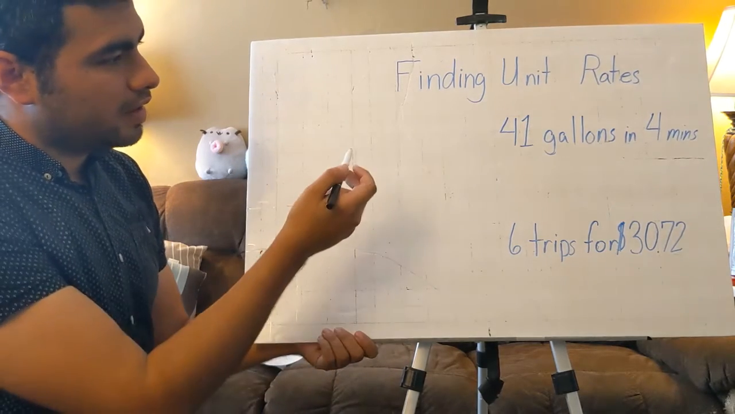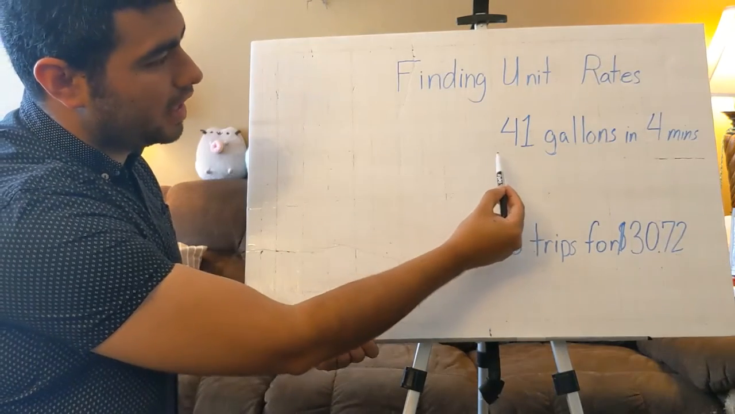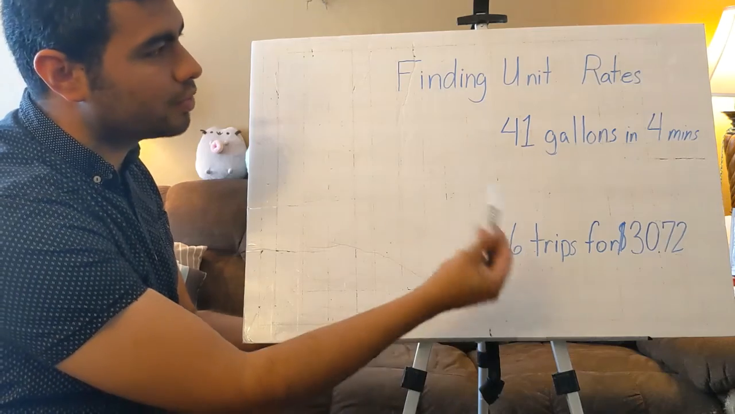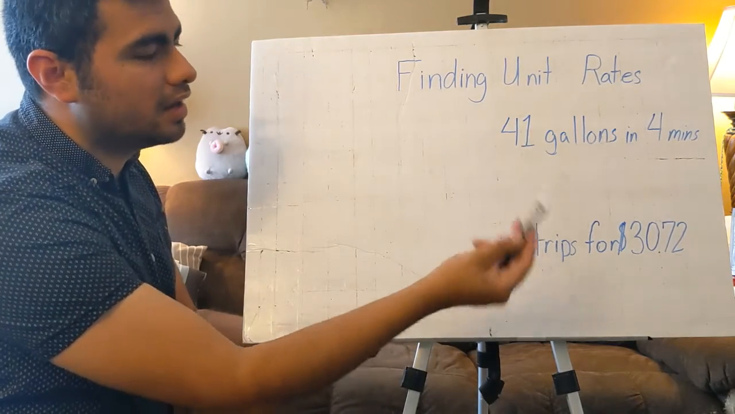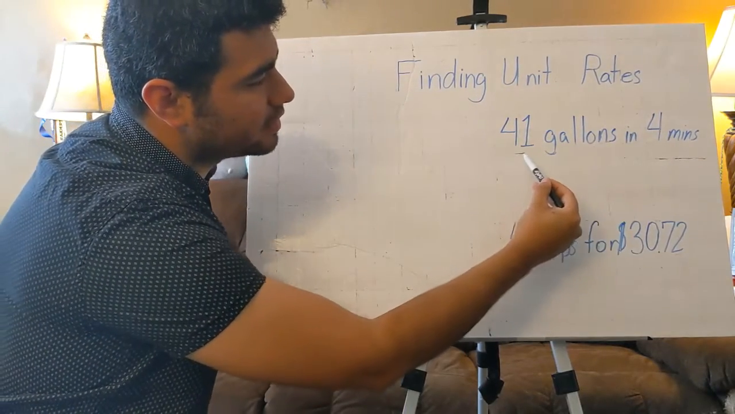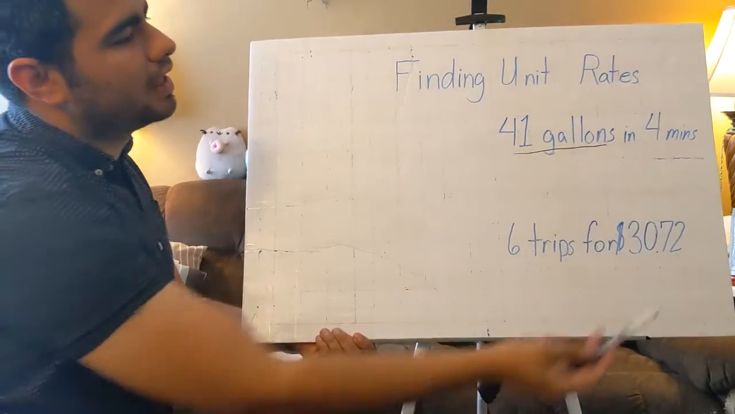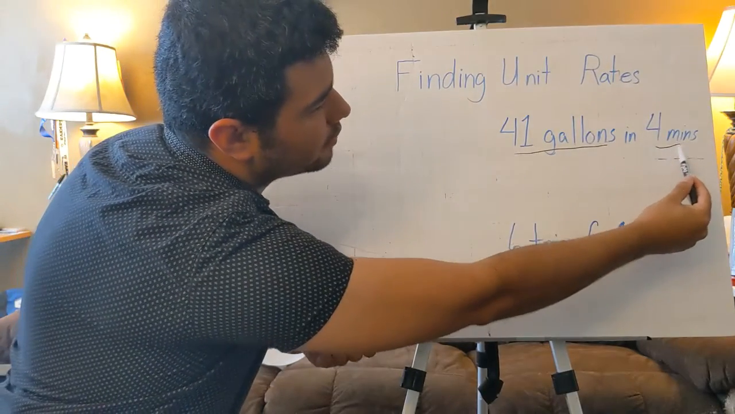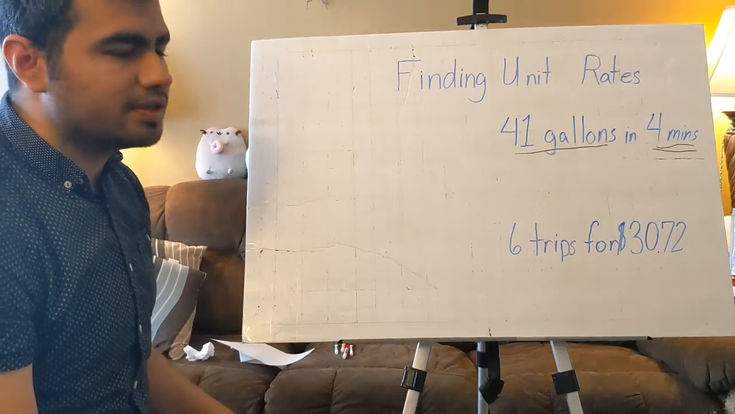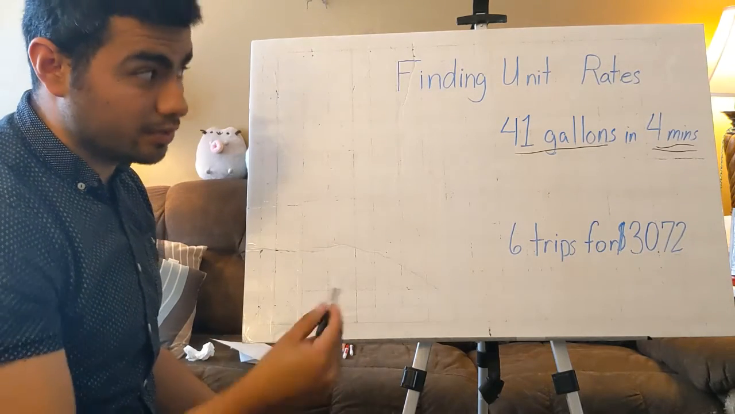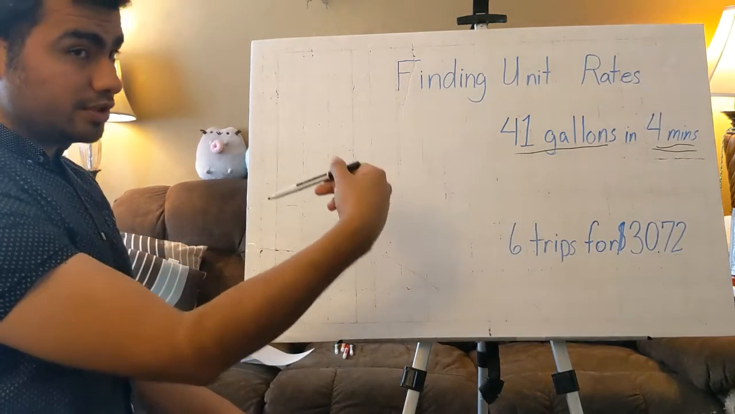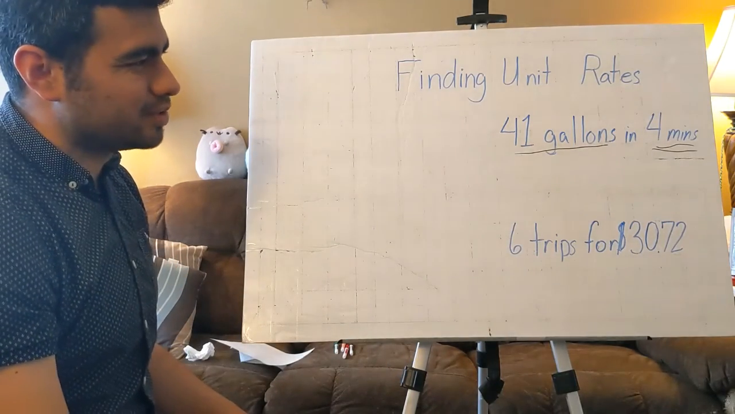Now here I have a unit. Usually your units are going to be before a keyword. The keywords when you're doing unit rates will be in, of, or for. These 41 gallons, those are my units. And then this time over here, that is my rate. Typically you want to put your unit over your rate. Typically your rate is going to be after the keyword. The unit will usually be before, unless they're really trying to trip you up.